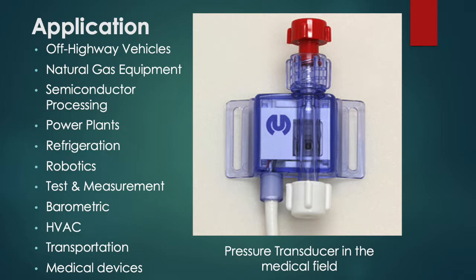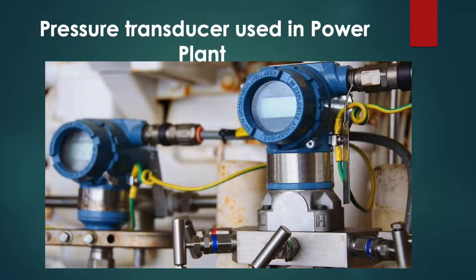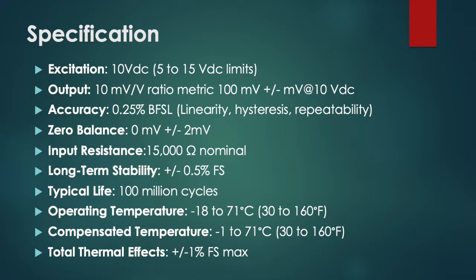Pressure transducers can be used for different applications. For example, off-highway vehicles, natural gas equipment, semiconductor processing, power plant, refrigeration, robotics, test and measurement, barometric, HVAC, transportation, and medical devices. This pressure transducer is used for power plant. The following are specifications for pressure transducers.